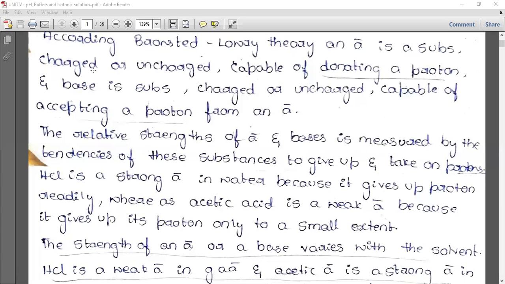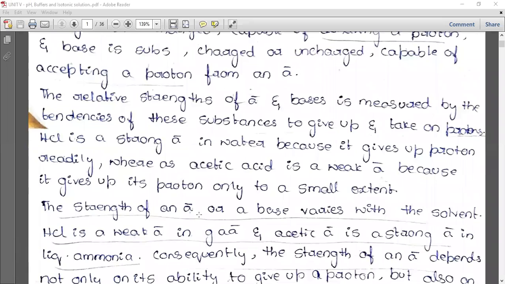H plus ion on adding into water, and acetic acid in general we call it a weak acid because it does not give proton readily as in the case of HCl. So slowly, only to a certain extent it gives up the H plus ion, because of which we are going to call it a weak acid.